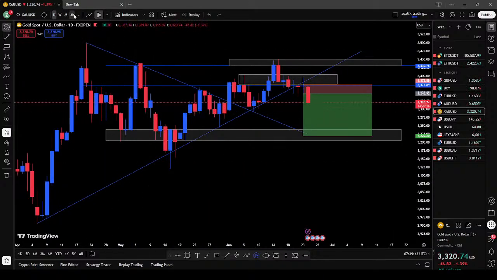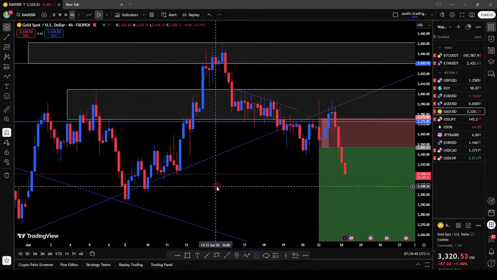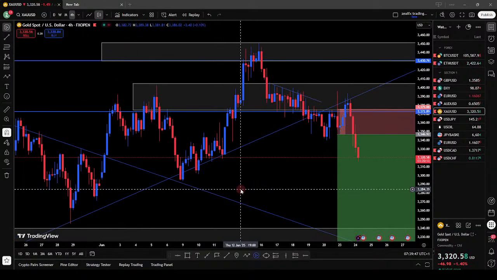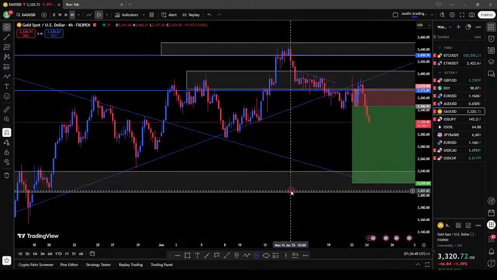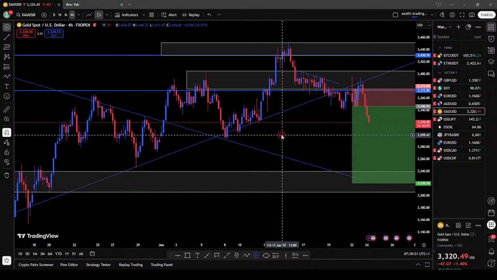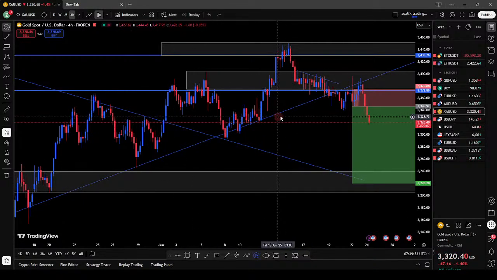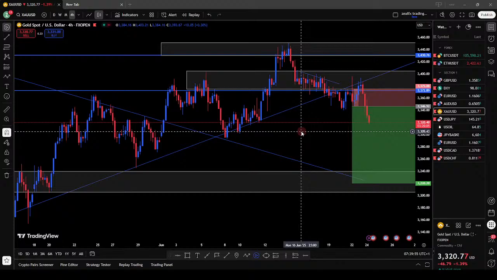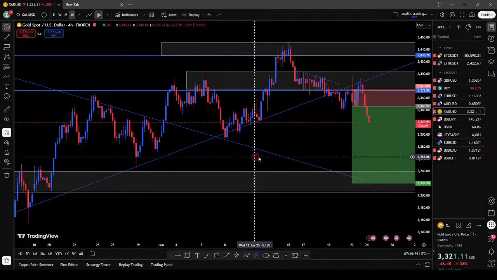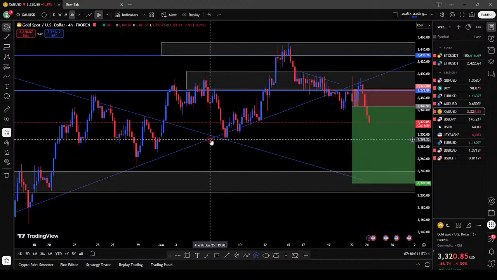So let's look at the 4-hour chart of the gold. On the 4-hour chart, you can see that price broke out of my major trend line. So I'm still expecting price to drop. I still expect more price to drop on gold this week. We're expecting more drop.